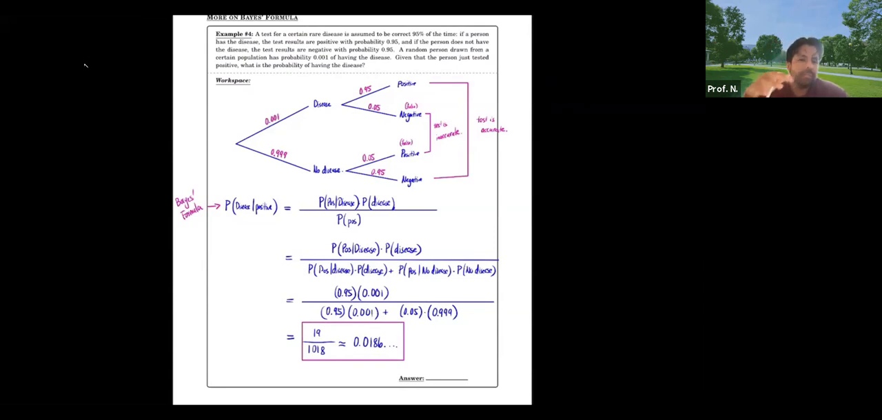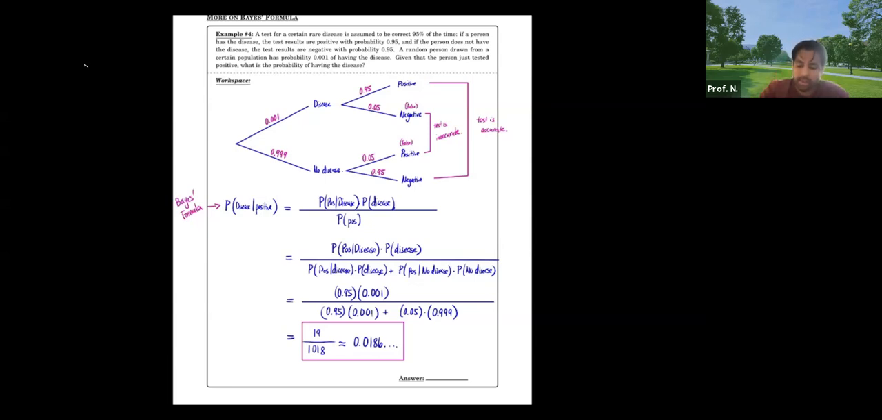So the reason why this number is so small is twofold. One reason is your test is inaccurate 5% of the time. The other thing that's in there is that the probability of you having the disease is very tiny. And because of those two things compounded together, this is the result.